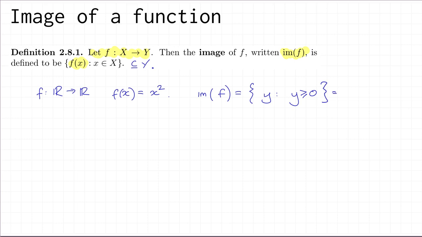So in analysis you would write this using interval notation. You'd write this as something like the half-open interval from 0 to infinity, meaning all the non-negative real numbers. So you'll notice that this is a proper subset of the codomain of f. So im f, in this case, is a proper subset of the codomain of f.